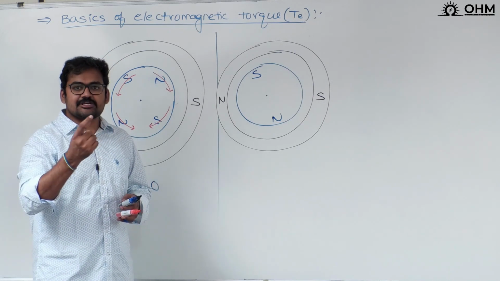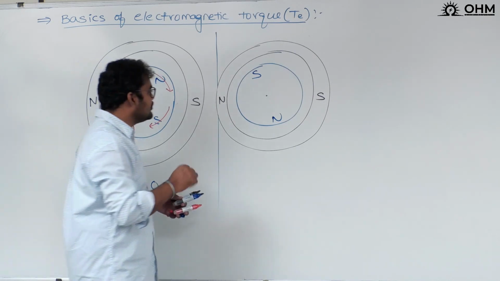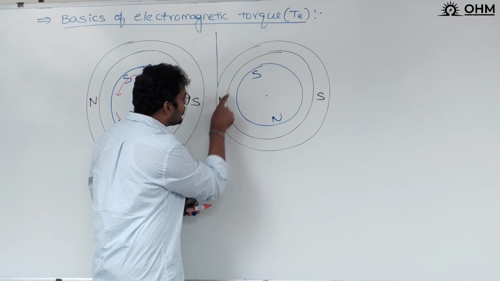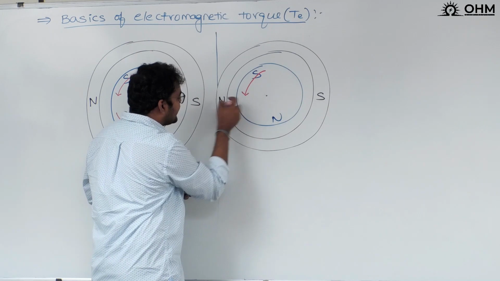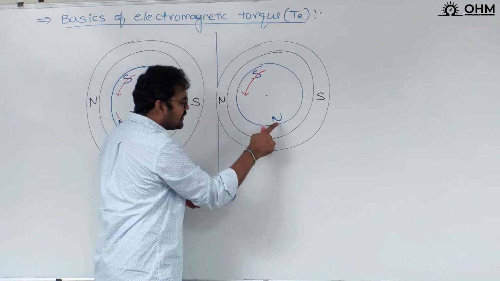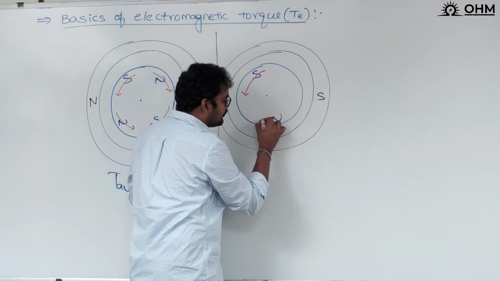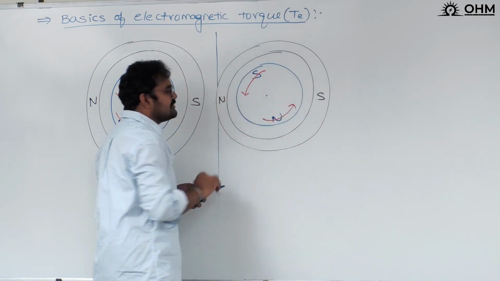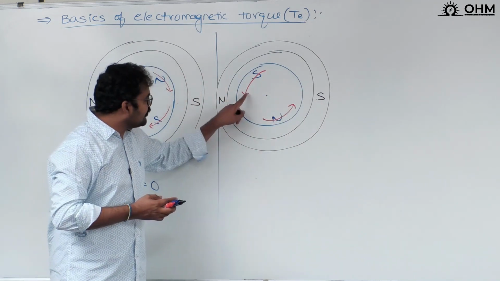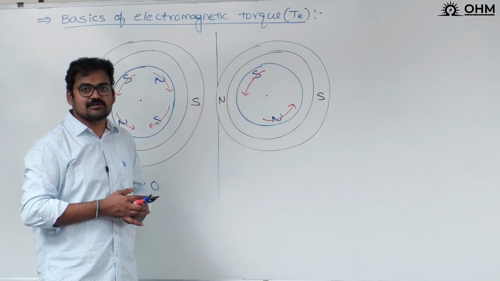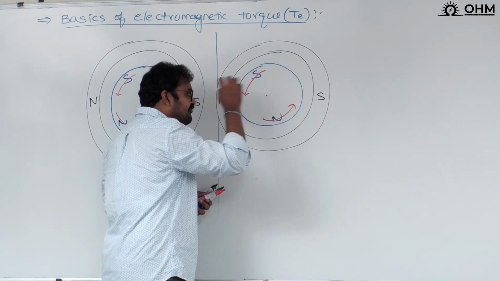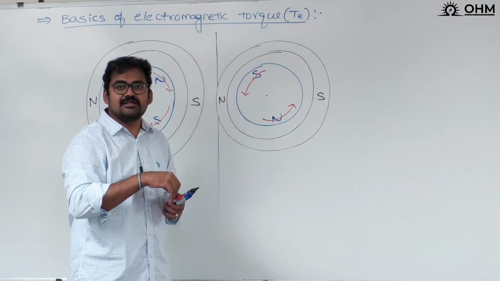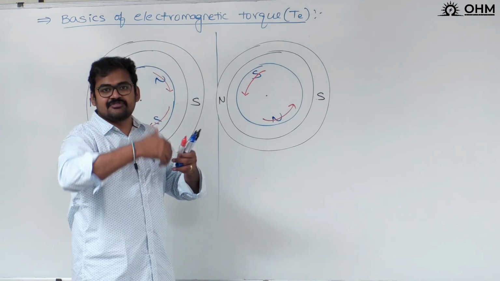Now tell me, what is the direction of torque or direction of force? You can understand. This is north pole, this is south pole. Obviously this south pole will be attracted by this north. This is north pole and this is south pole. This north pole will be attracted by this south. Now you tell me, both forces are in the same direction, that is clockwise or anti-clockwise? Anti-clockwise. Therefore, average force existed. Automatically the rotor started to rotate because of that force.